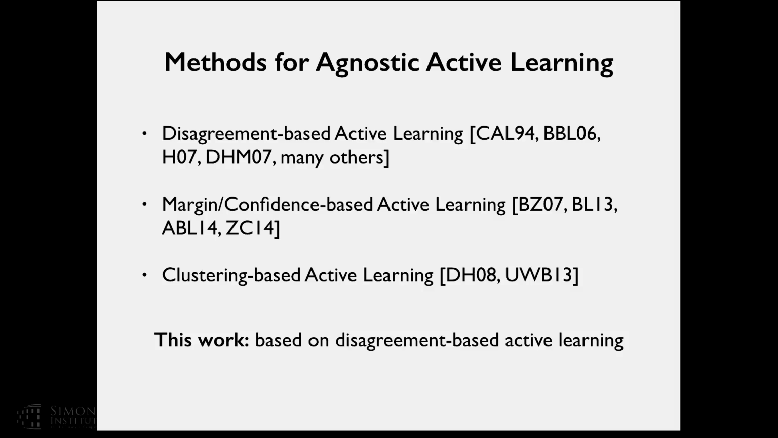And then there is also margin-based active learning. This is due to Balcan, Broder, and Zhang, and also Balcan and Long. And more recently, we have shown that this is related to confidence-based active learning. And finally, there is clustering-based active learning. The first work on this was by Dasgupta and Hsu, and then there's been more recent work by Urner et al. And in this work, we are going to base our approach on disagreement-based active learning. So that would be what we will look at.